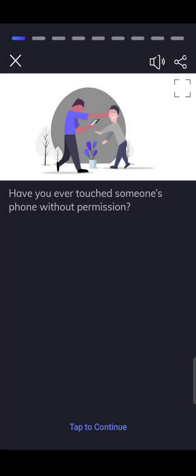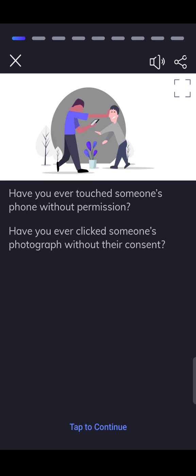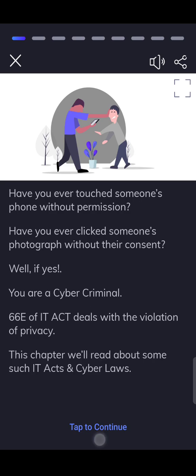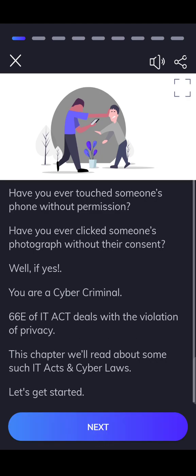Have you ever touched someone's phone without permission? Have you ever clicked someone's photograph without their consent? Well, if yes, you are a cybercriminal. 66C of the IT Act deals with the violation of privacy. In this chapter, we will read about some such IT acts and cyber laws. Let's get started.